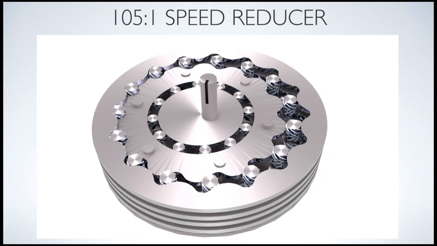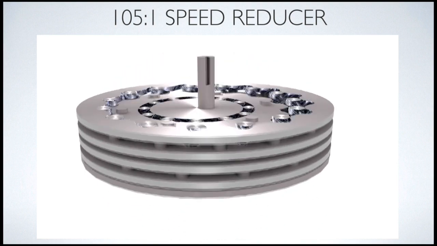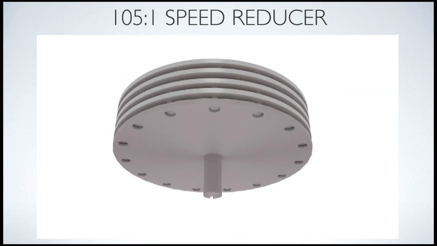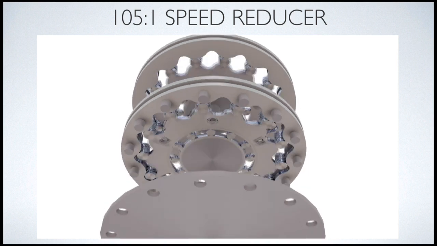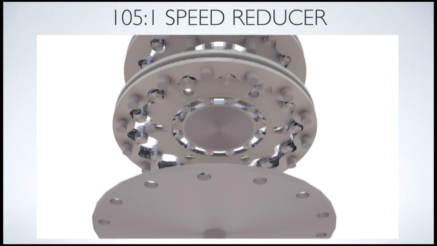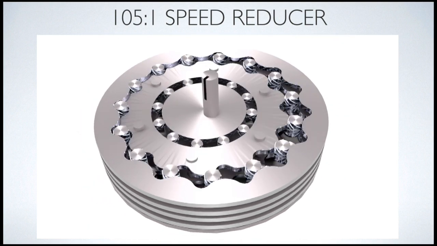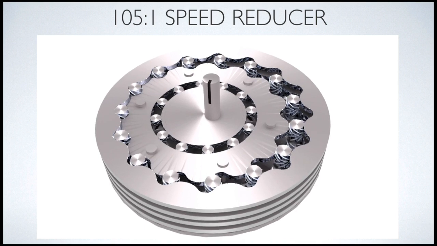This is a speed reducer. It is very low loss. It's high torque. It's zero backlash. This is very much in demand; this is 105 to 1. This is very much in demand in robotics today. Right now, you can't get this combination of features in any other device.